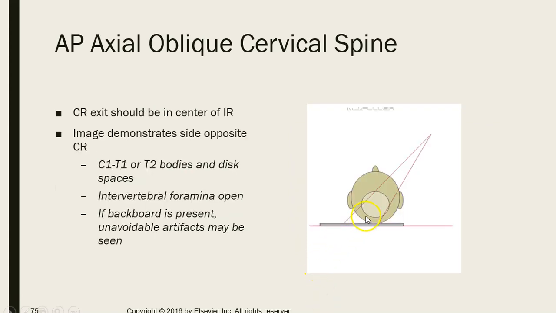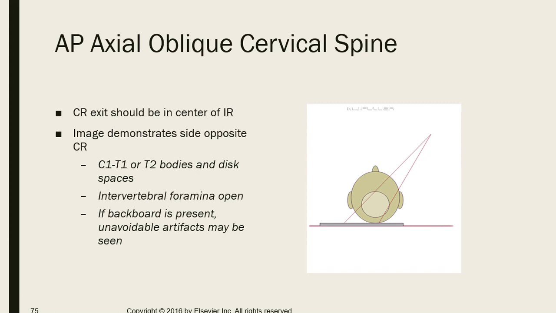And then our central ray is going to exit, and it should be in the center of our image receptor whenever we take this image. So our image is going to demonstrate the side opposite of our central ray, and it's going to look pretty close to what we would get on an upright or recumbent regular AP axial oblique that we do with the angle.